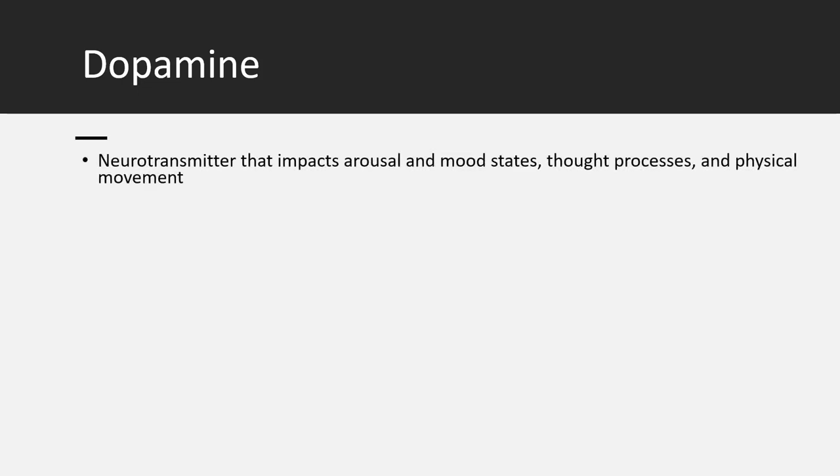Dopamine is a neurotransmitter that's related to arousal, which is a generic term that relates to attention, the degree of emotional arousal, focus, and things like that, and also mood. It's been hypothesized to be related to a variety of mood states, but most particularly anxiety and depression. It's also related to thinking, to cognitive processing, and has some impacts on physical movement as well.